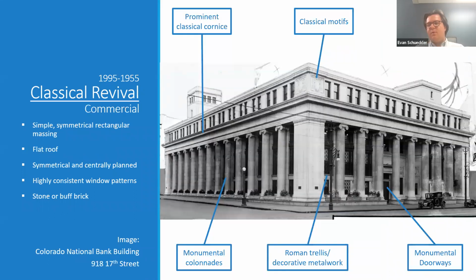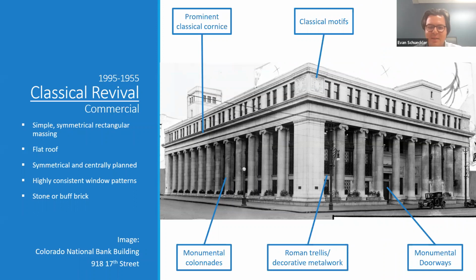Classical revival is also seen in some commercial buildings, primarily banks, I think, were probably the ones that used this style the most. And this is an example of the Colorado National Bank building. I picked a historic image because this building has actually had some interesting but not classical alterations made to it. So there's the address. You can go look up what it looks like now.